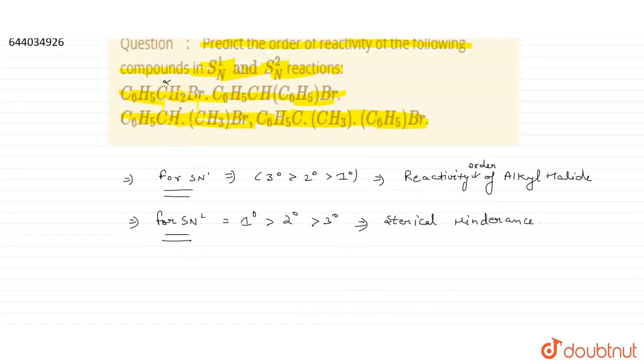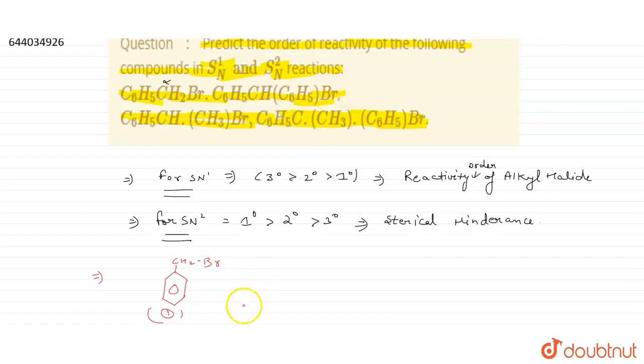First we have C6H5CH2Br. We have the first compound like this. This is the benzene ring, and we have CH2Br like this. I hope you are getting this. So let us name this compound as 1. Second we have C6H5CHC6H5Br.